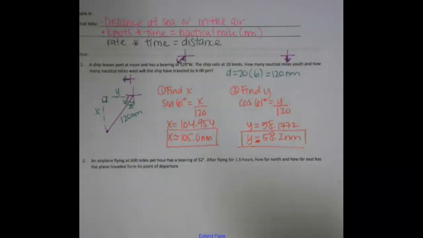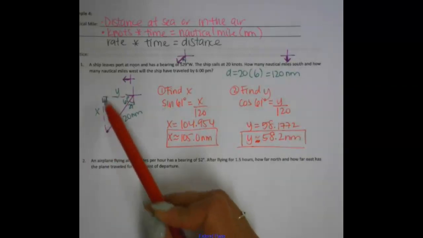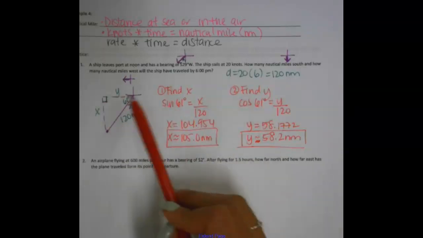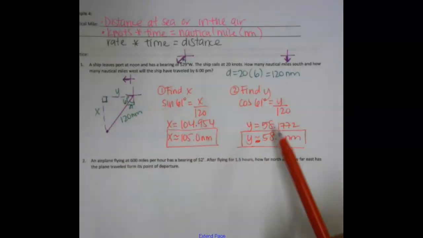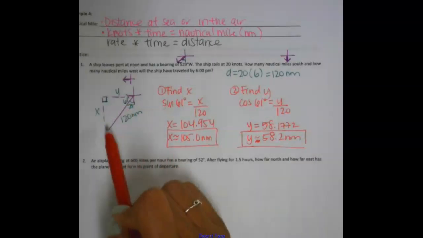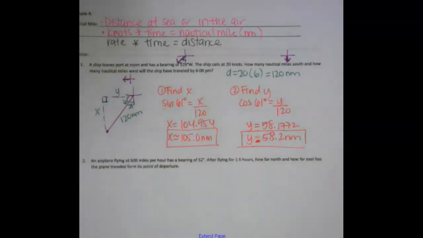All right, so these are the answers I got. So x, which is the direction south, should be about 105.0 nautical miles. Yes, I've been rounding to the tenths place, so I want you to put that 0.0 to show that you rounded it to the tenths place. And then for y, which is the west direction, that's going to be about 58.2 nautical miles. So it doesn't matter if you use 61 degrees. I would suggest using it instead of finding the other, but it'll still get you the exact same answer.